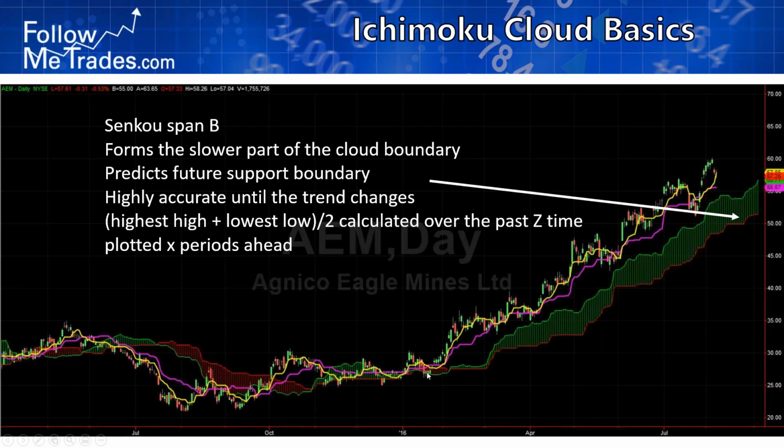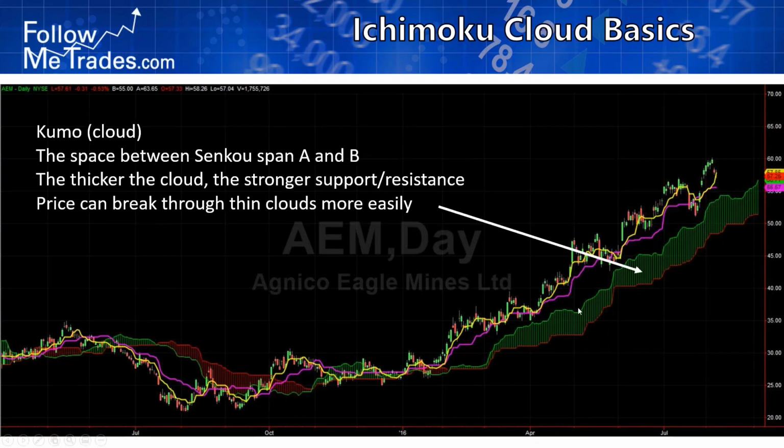And again, the cloud, when it's thin, the probability of a break through the cloud is higher. When it's thick, it being support or resistance is higher. So it's pretty cool. This is the longest time frame. It's plotted the longest number of periods ahead. All right, and then this shaded area is the cloud, or in Japanese, kumo, right? And again, the thicker the cloud area, the stronger the support in an uptrend or the resistance in a downtrend.